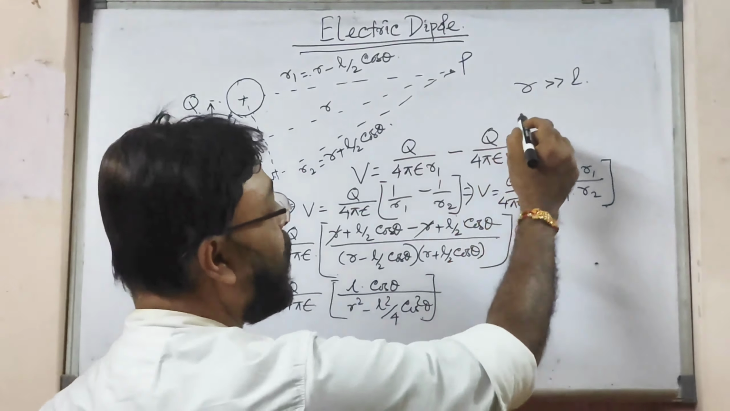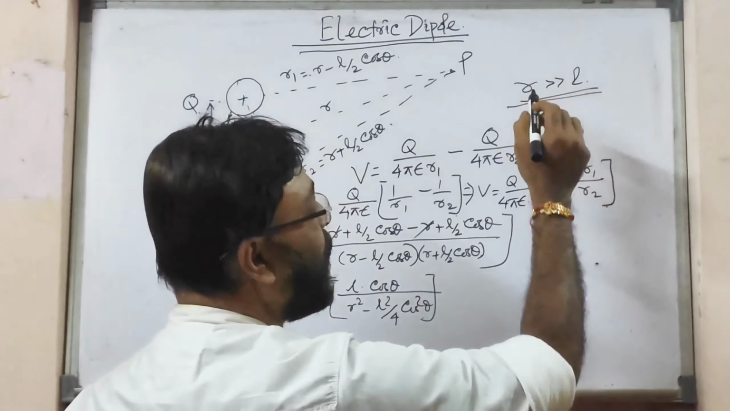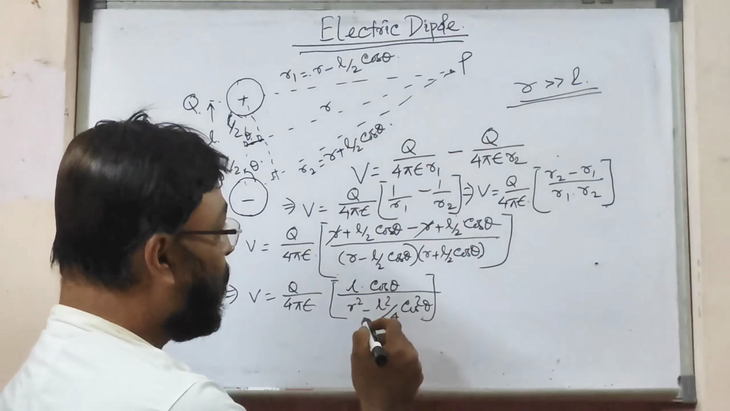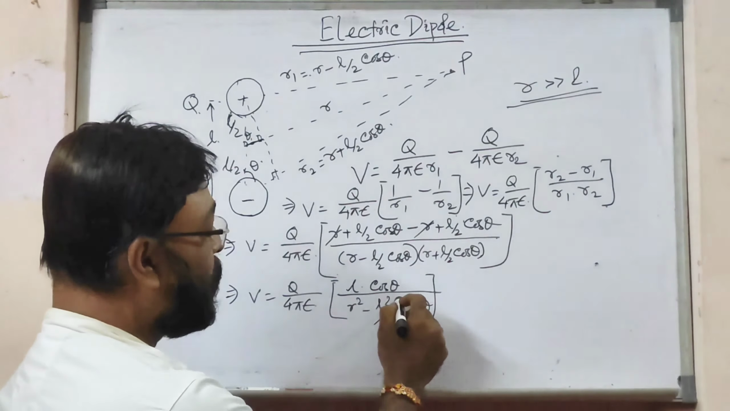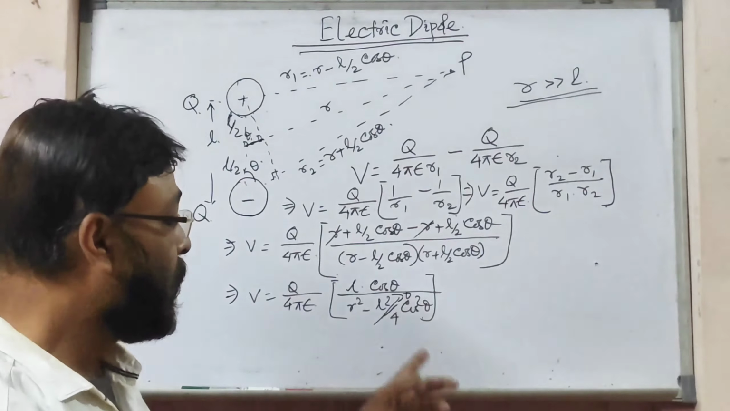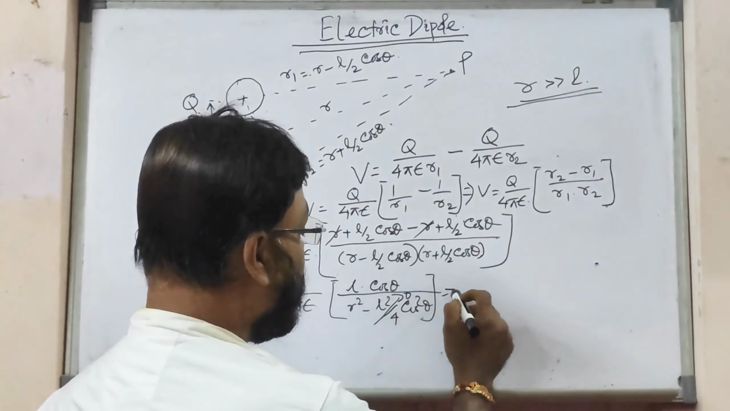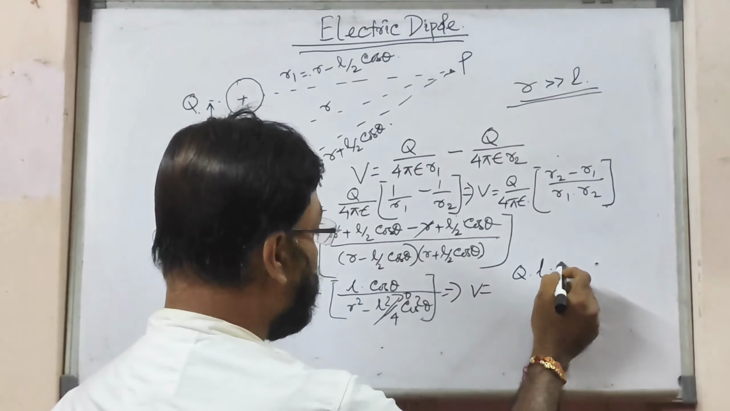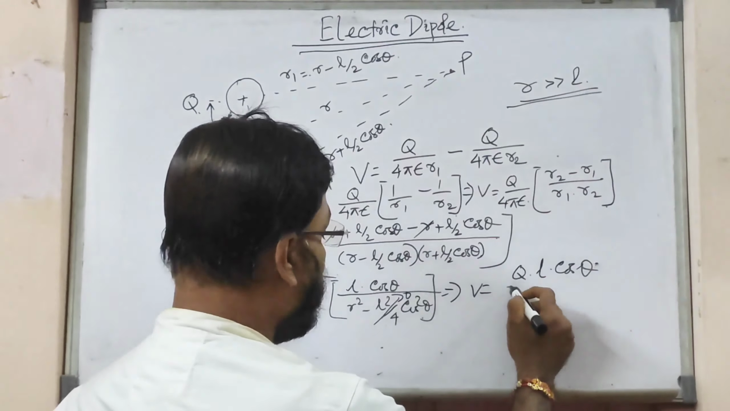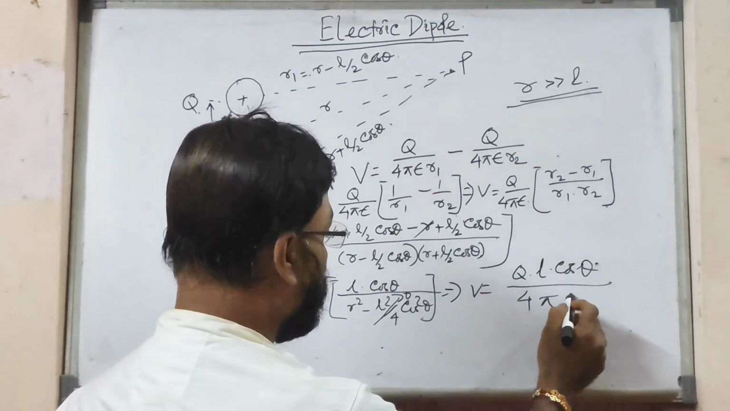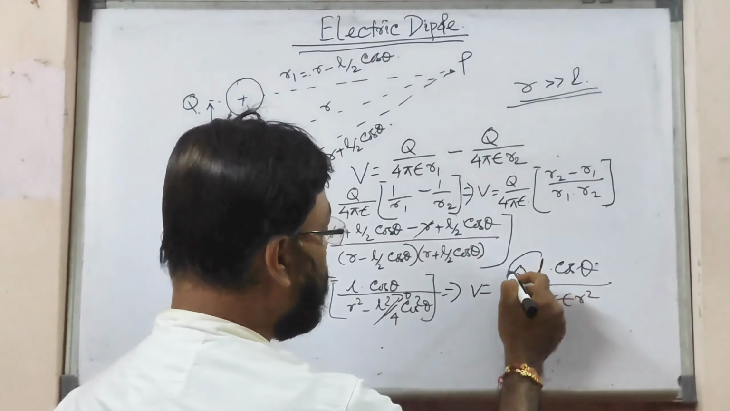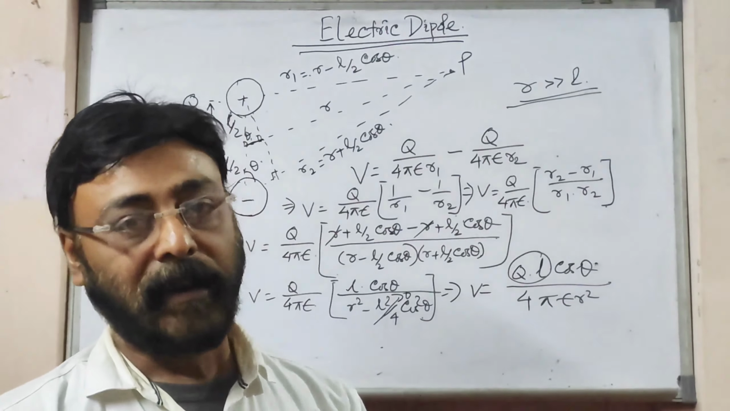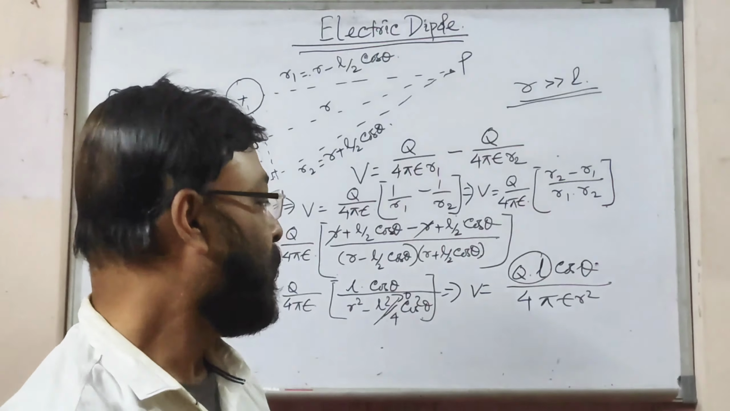As we know that R is much greater than L, L is very small in comparison with R, so this factor will be neglected. Let us take this one to be 0. So you are getting V is equal to Q into L into cos theta divided by 4 pi epsilon r square. This Q into L is nothing but the dipole moment. The dipole moment is a vector that will be in the direction of the distance vector.